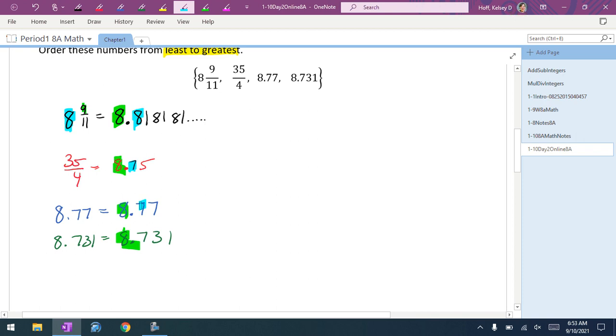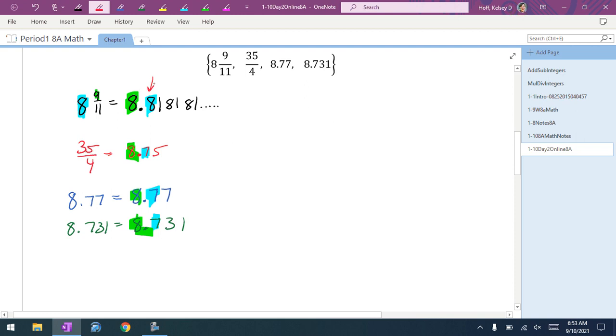8, 7, 7, 7. Now, really we want to go from least to greatest, but because this guy's an 8 and he's the only 8, we know this has to be the biggest number when we write this out. On the other ones that are all 7s, we have to go to the next number. 5, 7, 3. Which one's smallest? 3. So this is going to be our smallest number.